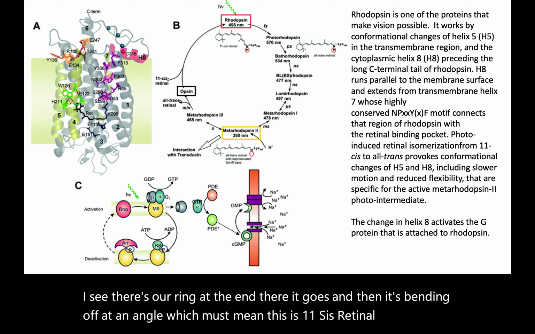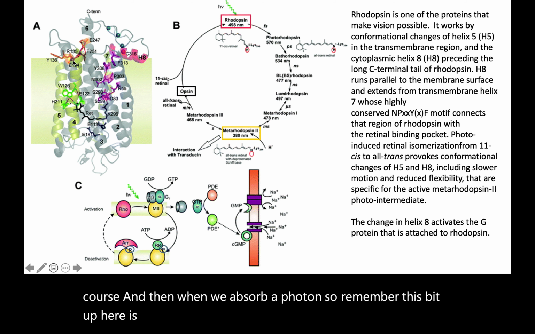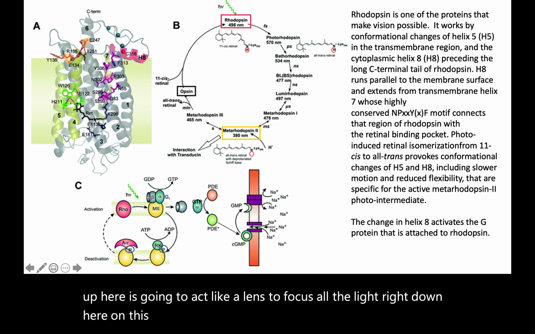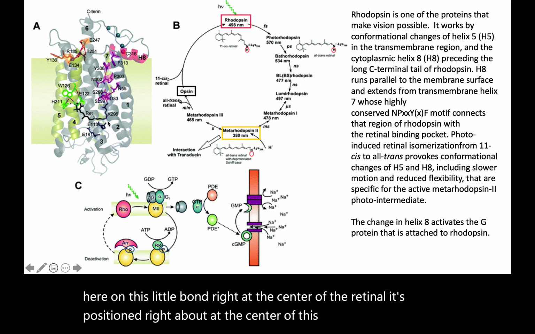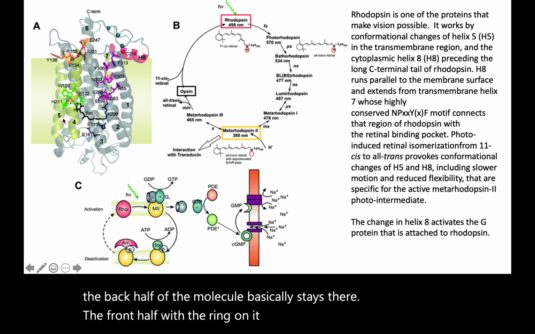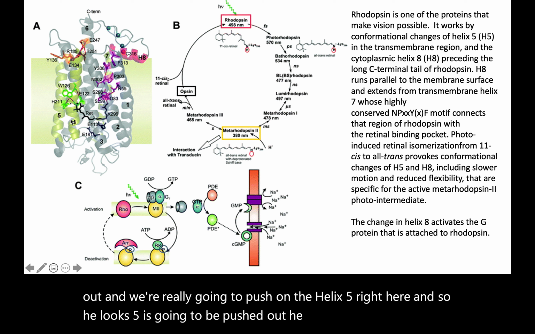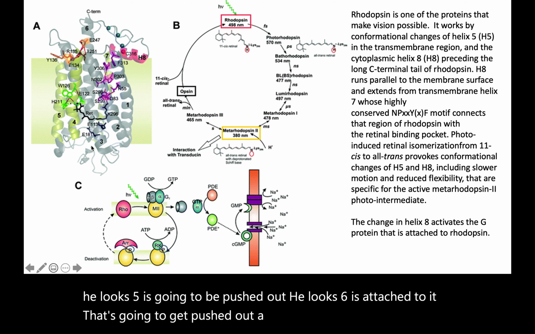Yeah, of course. And then when we absorb a photon, so remember this bit up here is going to act like a lens to focus all the light right down in here on this little bond right at the center of the retinal. It's positioned right about at the center of this little barrel. And then once that happens, we're going to stretch out, and the back half of the molecule basically stays there. The front half with the ring on it is actually what's going to push out. And we're really going to push on helix 5 right here. And so helix 5 is going to get pushed out. Helix 6 is attached to it. That's going to get pushed out a little bit. And that's going to be the activation.